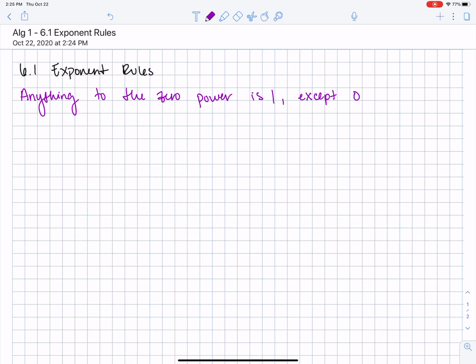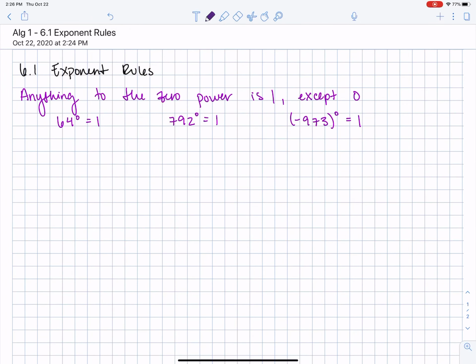So when we have this, we literally can take anything. So we could do 64 to the 0 power. That's equal to 1. 792 to the 0 power, still 1. Negative 973 to the 0 power is equal to 1. Anything raised to the power of 0 is 1.